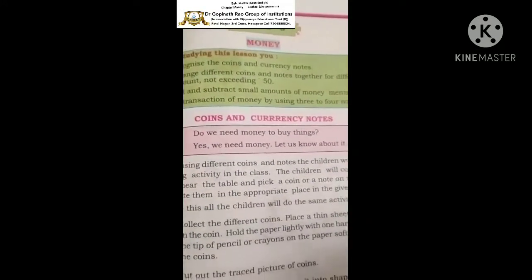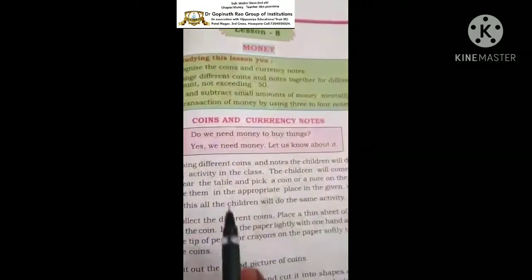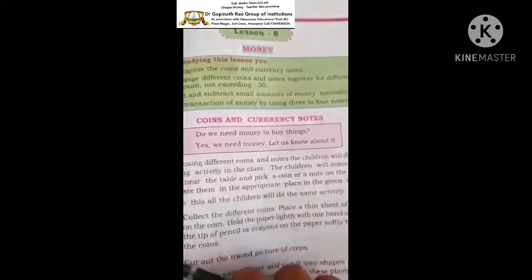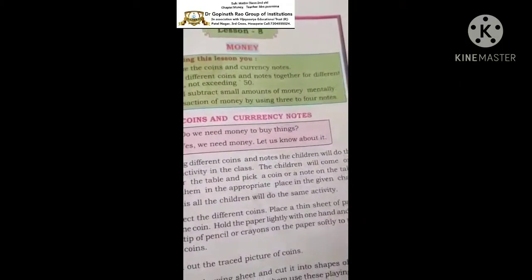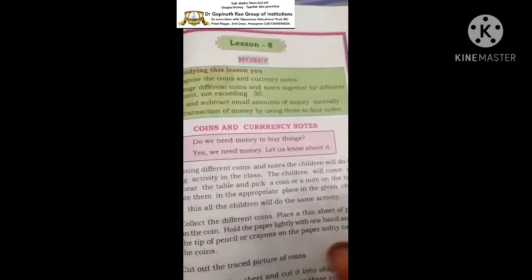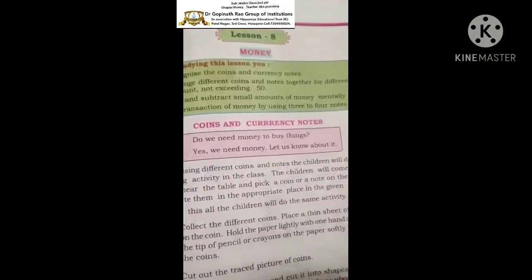And now we are going to learn the chapter money. What do you mean by money? Money is a coin or a note. Why do we need the money? We need money to buy the things.